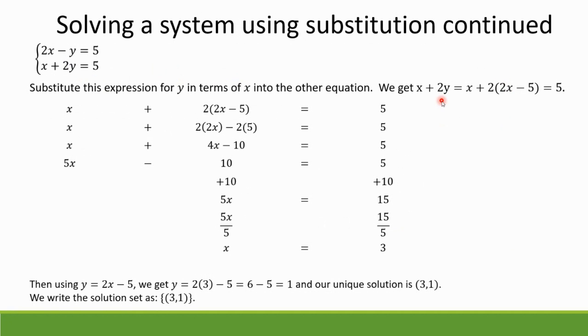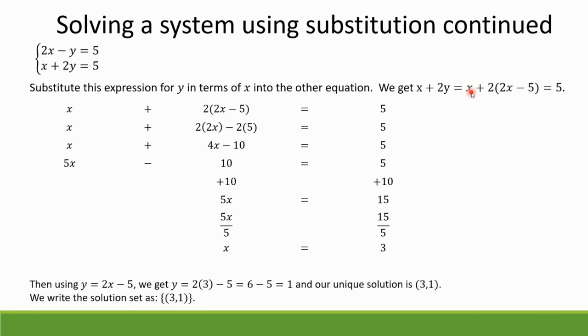So in other words, in the second equation, I replace y with what we have, okay? And we get x plus 2y is x plus 2 times 2x minus 5, and that's equal to 5. So that's what we get here. That's great, because what happens next? Well, notice we can distribute the 2. So basically here what happened is we now have an equation in one variable only, namely x.